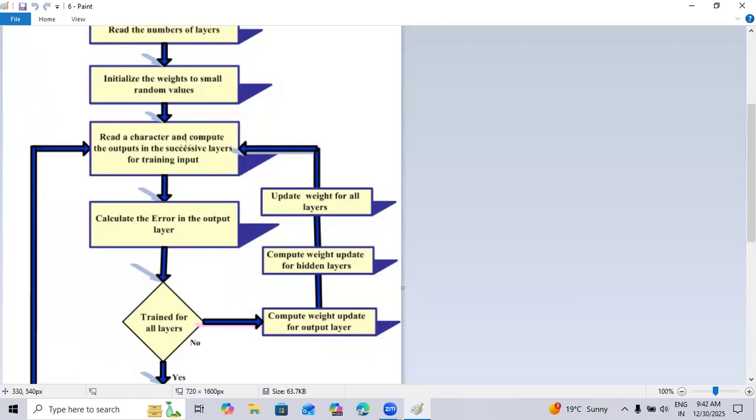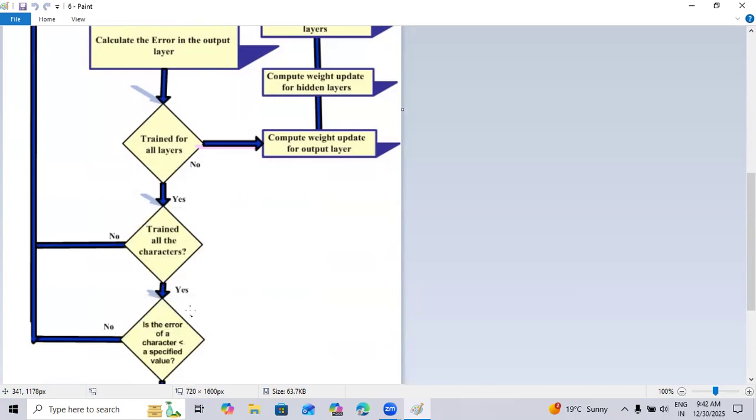Next, we compute the outputs of the successive layers for the training input. After that, we calculate errors in the output layer. Next, we train for all layers, using the activation functions on the training patterns. Then we continue with the error of the outputs.